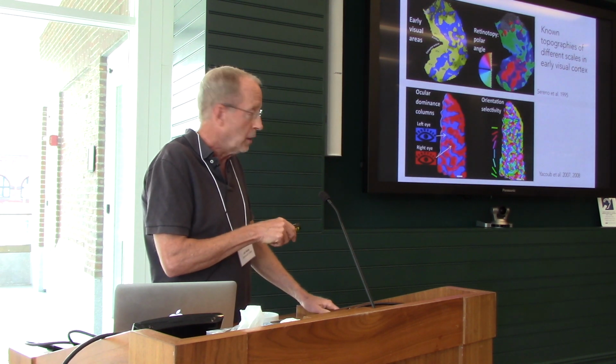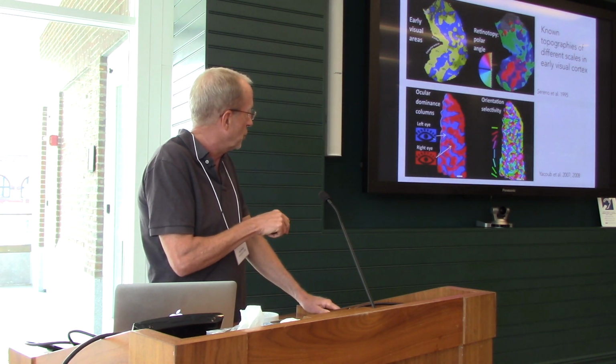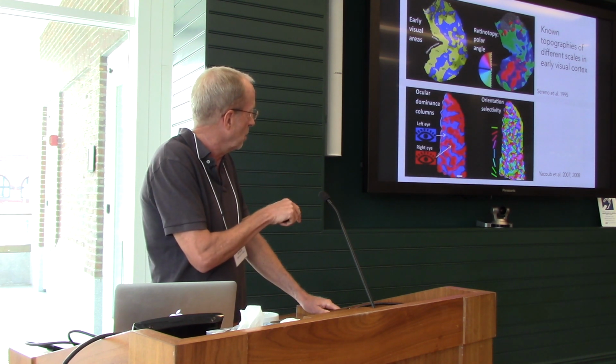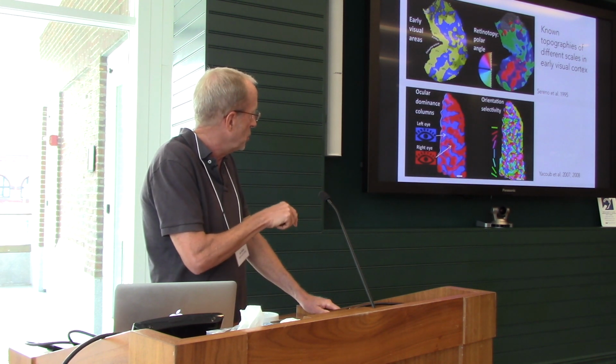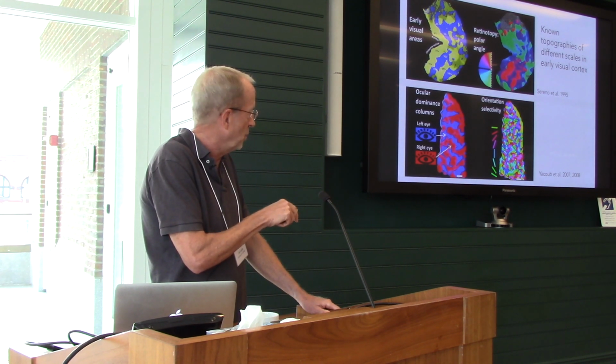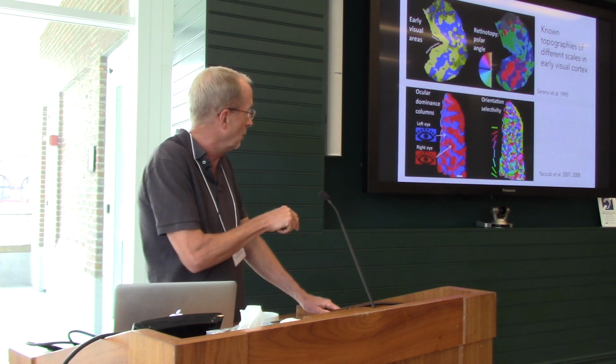And there are other layers of structure within V1. So this is work from Yacoub from the University of Minnesota, showing that you can image the ocular dominance columns. This is all inside V1, okay? And you can divide it between columns, hypercolumns that take input from the right eye and columns that take input from the left eye, shown in red and blue.